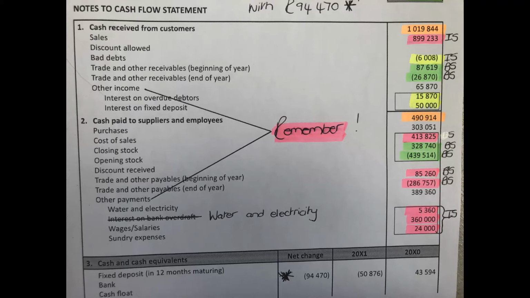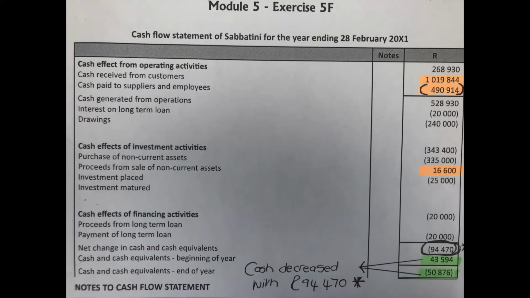Okay, so if we add our other payments, we get an amount of 389,360. All right. So if we add those amounts, the purchases amount plus trade and other payables at the beginning of the year, less trade and other payables at the end of the year, plus other payments, we get an amount of 490,914. And that was the cash that was paid to suppliers and employees. All right. Okay, so we can transfer those two amounts to the cash effect of operating activities. Cash received from customers, you'll see there 1,019,844. That was an inflow of cash.